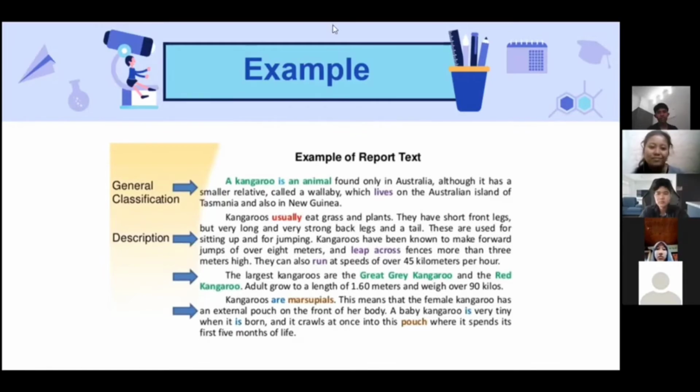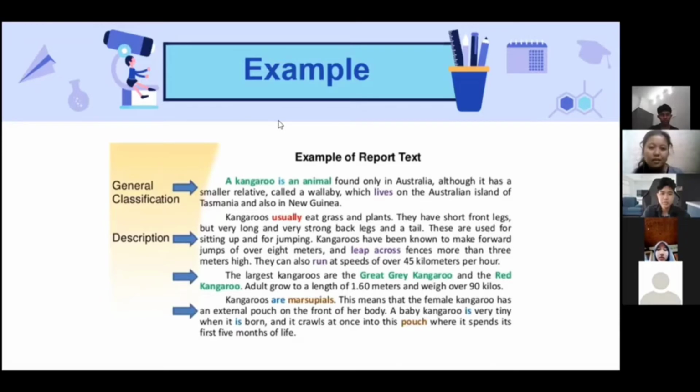Yes, ma'am. So if all of you have finished reading the text, now I want to ask you, what is the conclusion of this material that I already explained to you about report text? Anyone who wants to answer? May I, ma'am? Yes.